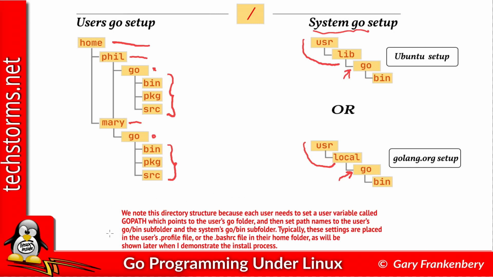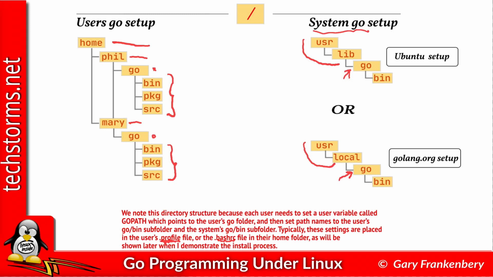/usr/local folder. We note this directory structure because each user needs to set a user variable called GOPATH, which points to the user's Go folder, and then set path names to the user's Go/bin subfolder and the system's Go/bin subfolder. Typically, these settings are stored or placed in the user's .profile file or the .bashrc file, which will be shown later when I demonstrate the install process.